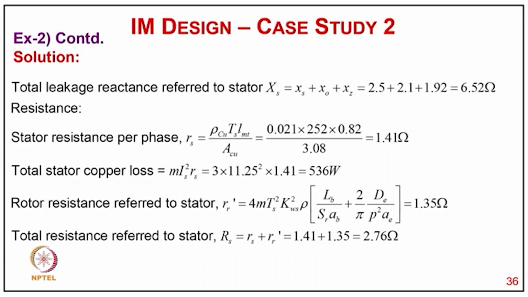1.41 ohm. And total stator copper loss is I square RS equal to 536 watt, and total resistance referred to stator is RR dash equal to 4 MTS square KWS square rho in bracket LB upon SR into AB plus 2 upon pi D upon P square into AE, that comes 1.35 ohm. So total resistance referred to stator is R equal to RS plus RR dash, so 1.41 into 1 plus 1.35, it comes 2.76 ohm.